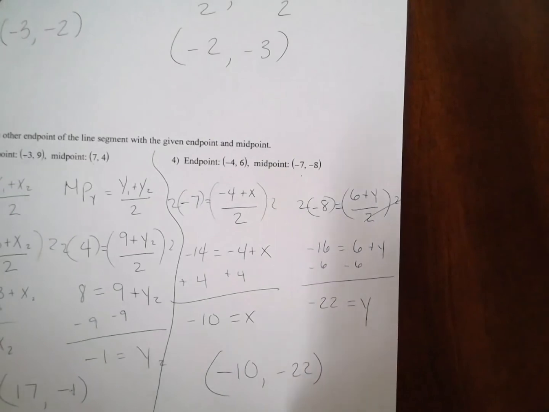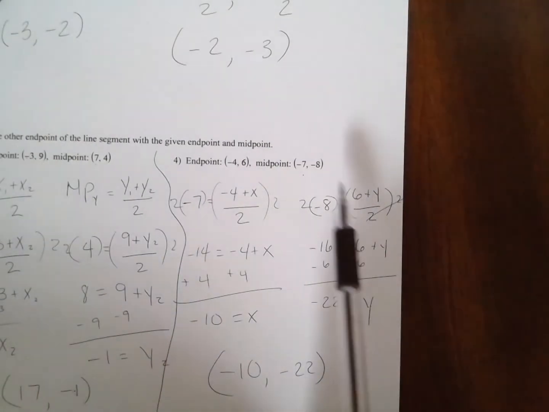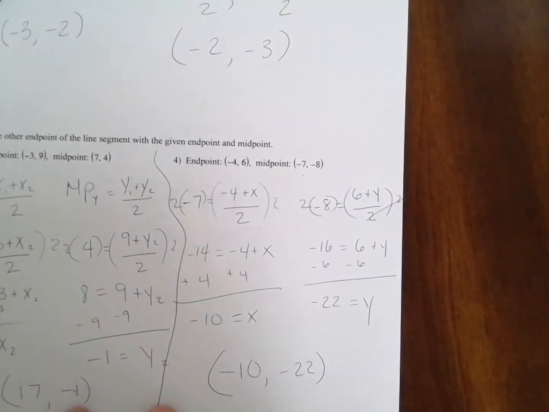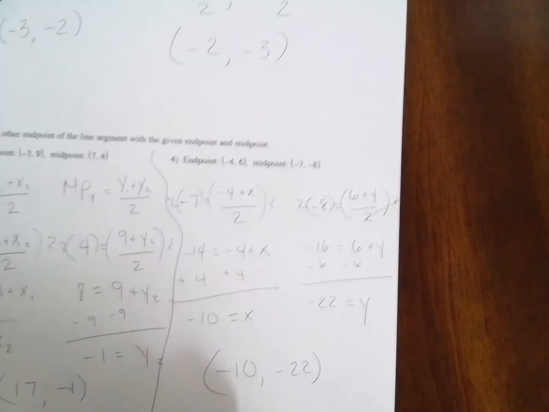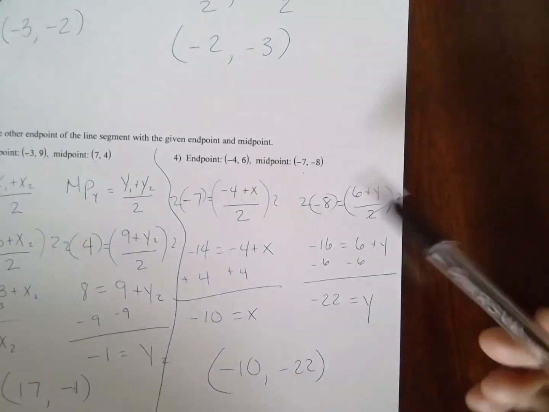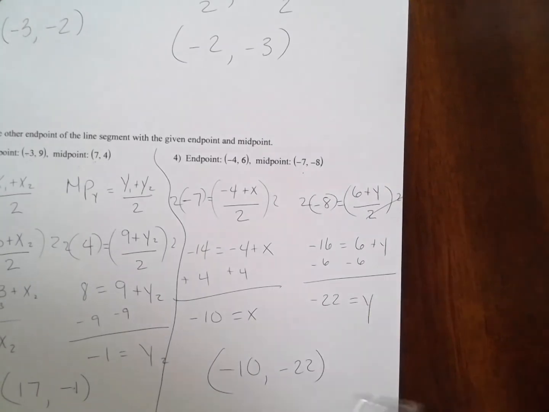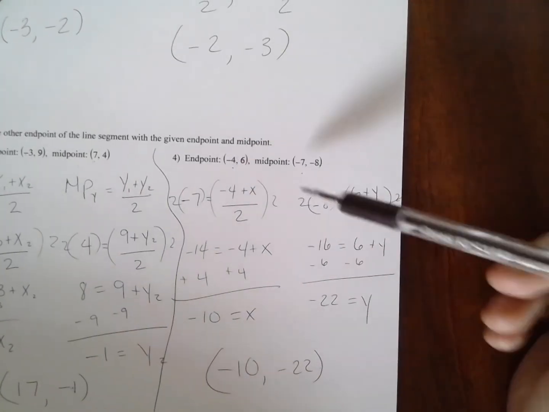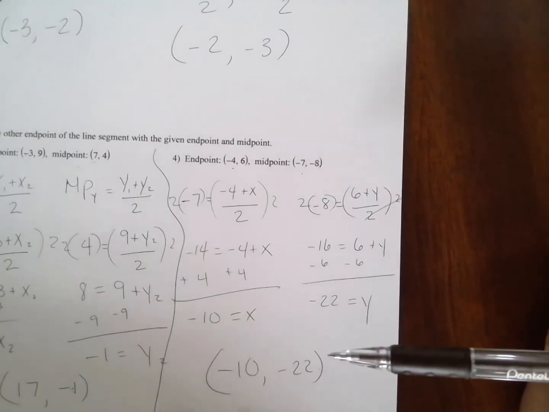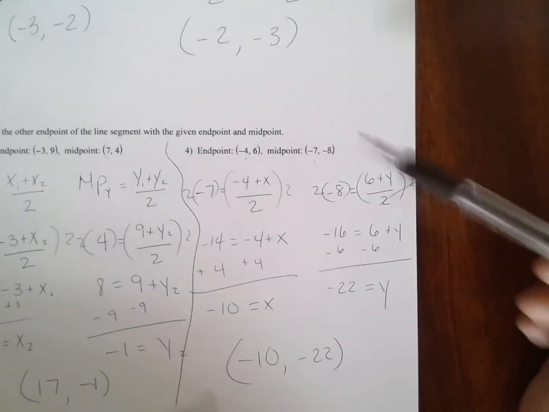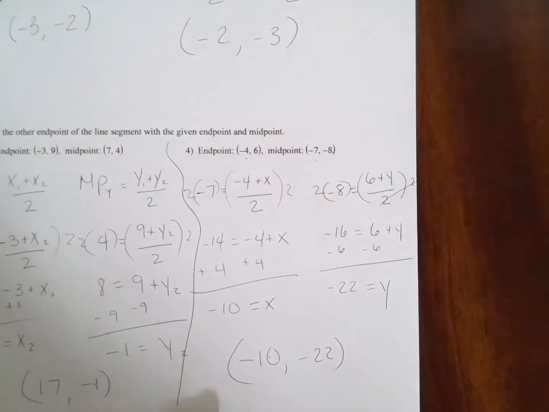Again, I can look at this to verify. Let's see, how far away is negative 8 from 6? Well, negative 8 away from 6 is 14 away. Well, what else is 14 away from negative 8? Negative 22. Same idea, how far away is negative 4 from negative 7? Well, it's negative 3 away. Well, what's negative 3 away from negative 7? It's also negative 10.